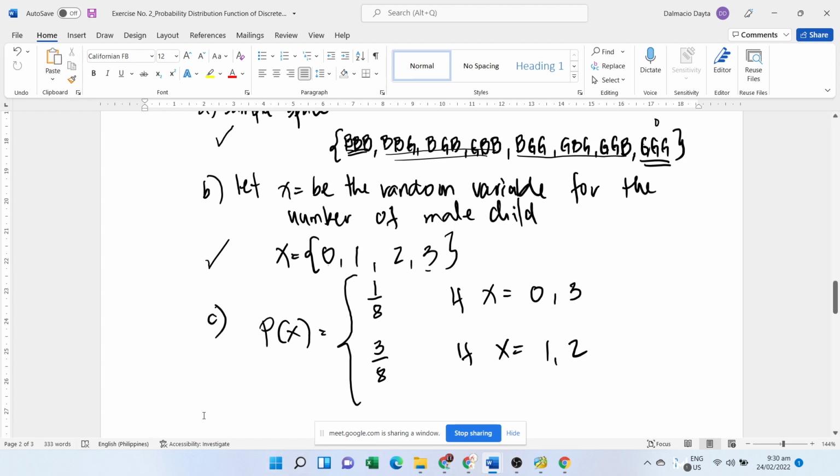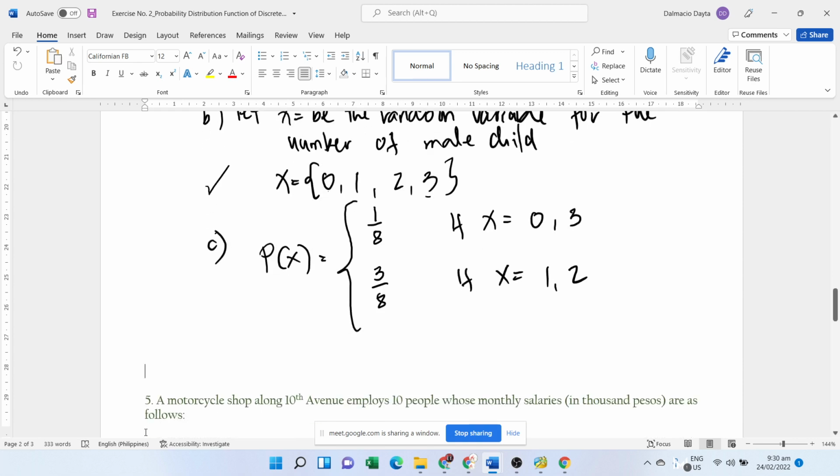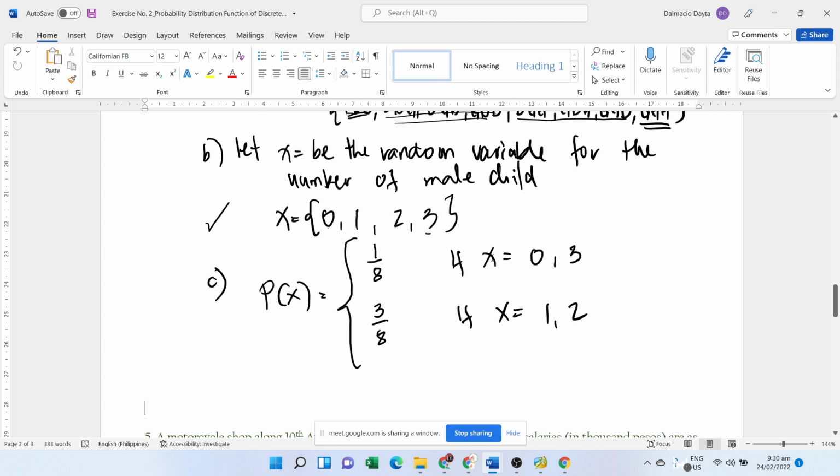Tagdalawa na. Imbis na 4 ang isusulat ninyong probability, edi dalawa na lang. Anyway, pareho naman yung probability when X is 0 at saka when X is 3. The same thing with when X is 1 and when X is 2. How about the checking? Pag inadd ninyo, dalawang 1/8, dalawang 3/8. O di ilan yun? 1/8 plus 1/8 plus 3/8 plus 3/8. 8 over 8. Dapat laging ang sum ng probabilities ay 1.